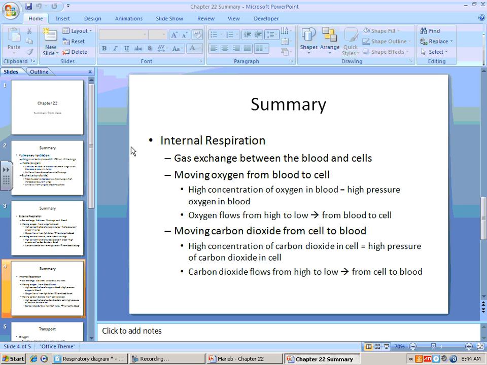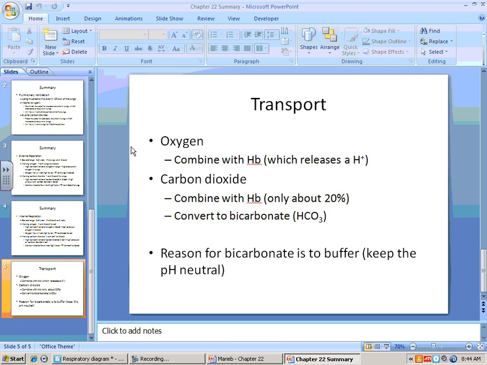Okay. Now that's all respiration. The transport, how do we get it back and forth where it needs to go? When it's oxygen, we combine it with hemoglobin. Okay? Oops, that made an H+ we got to worry about. How do we move the CO2? Some of it does combine with hemoglobin, but very little. Most of it we turn into bicarbonates. The reason we make the bicarbonate is to buffer. Keep the pH neutral. Cancel out the H+.